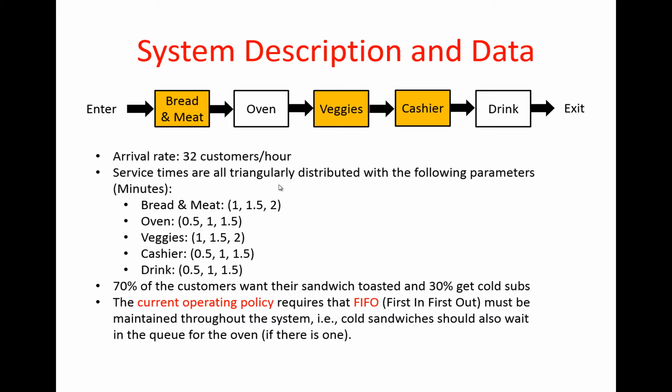Balking is basically when you go to a restaurant and you see that there is a long line and you decide to go somewhere else. So basically in this model we're going to assume that customers balk if there are 6 people in the system.